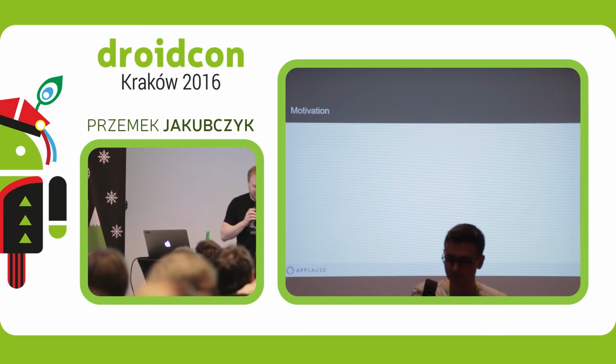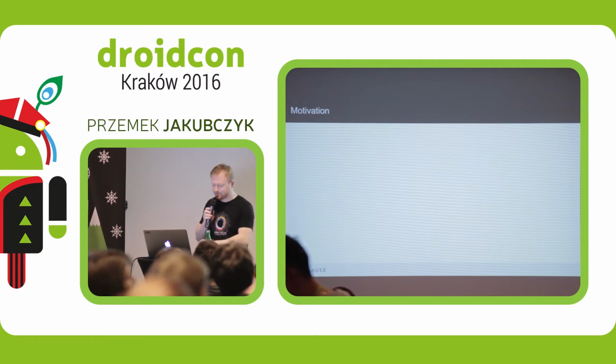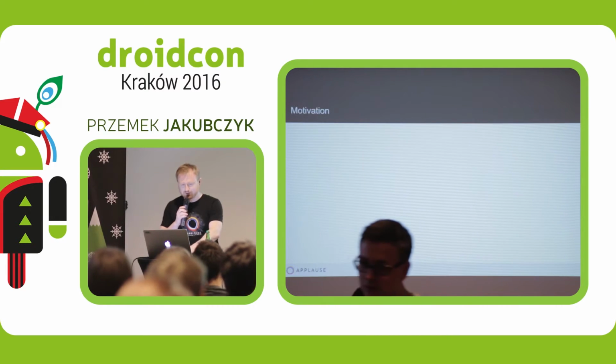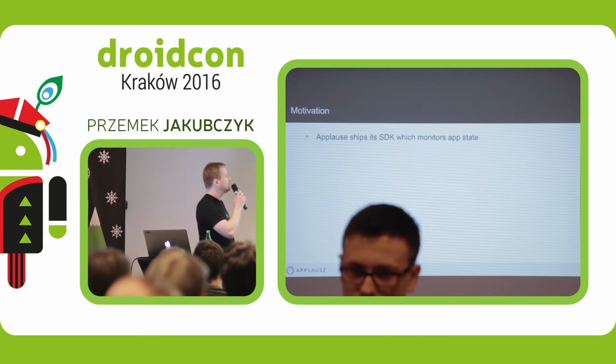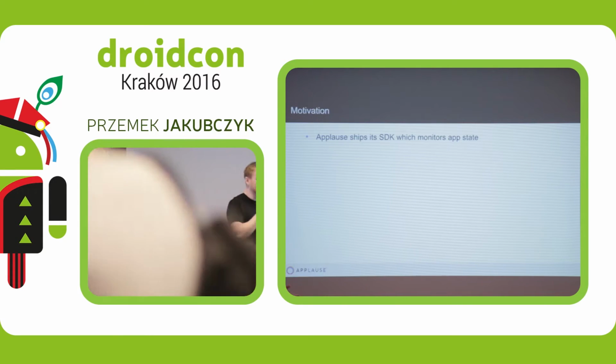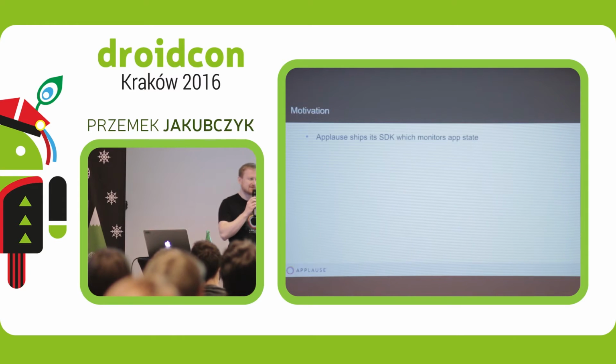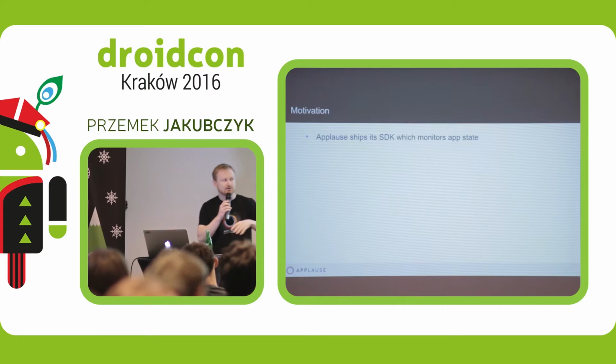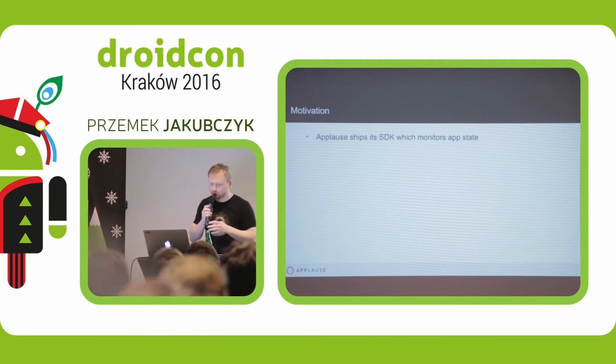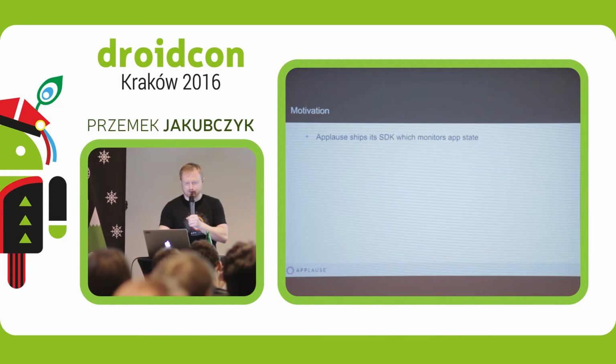First of all, what was the motivation of the scripts, of the hack we did in our work time? Applause, my company, ships an SDK, which monitors app state, like Crashlytics stuff, but not only for crashes: screen reporting, conditions like Wi-Fi stuff, anything you want.